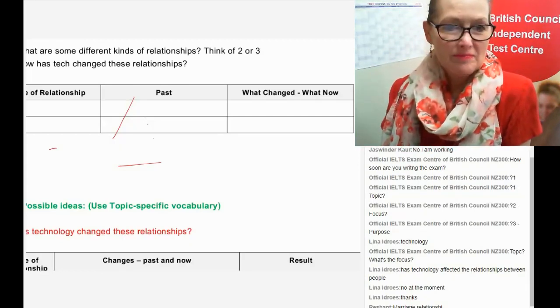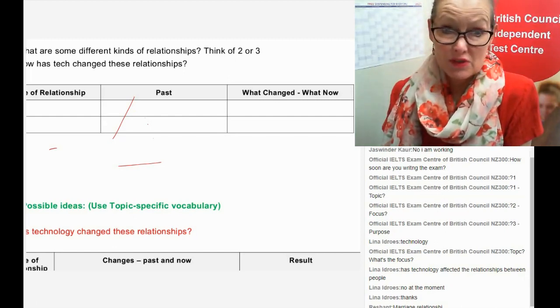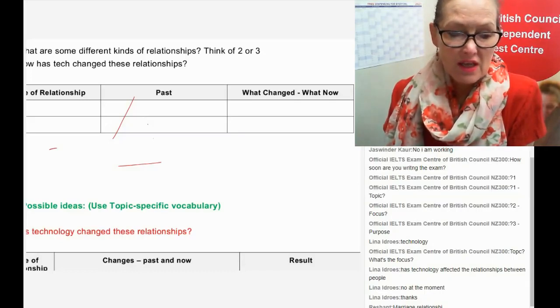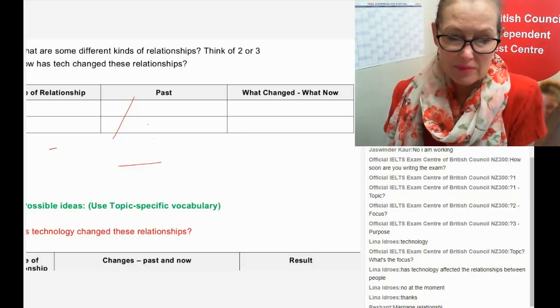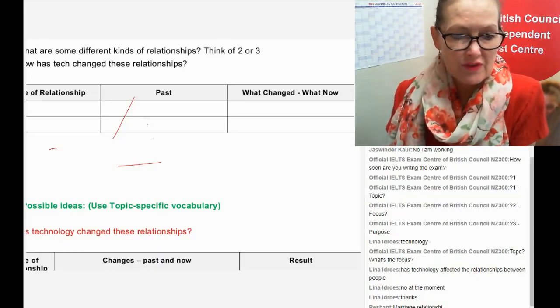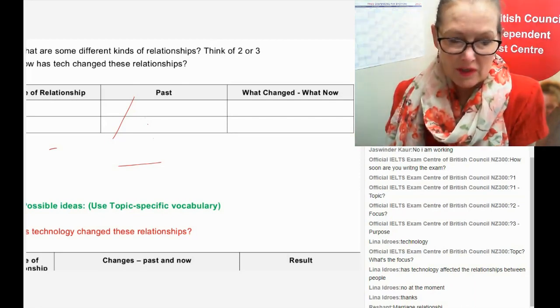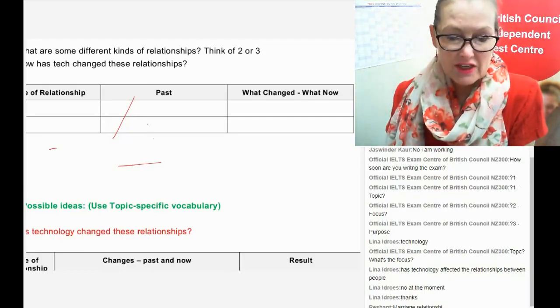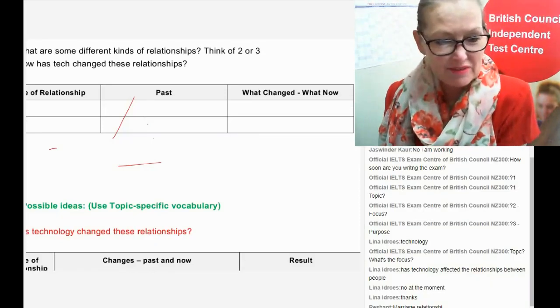We've covered these. What's the topic? What's the focus? And we know what the 2 questions are. And now we want to think and plan. And what we're going to do first is we're going to first think of ideas for question 1. Question number 1, there it is on the side over here. In what ways has technology affected the types of relationships people have?